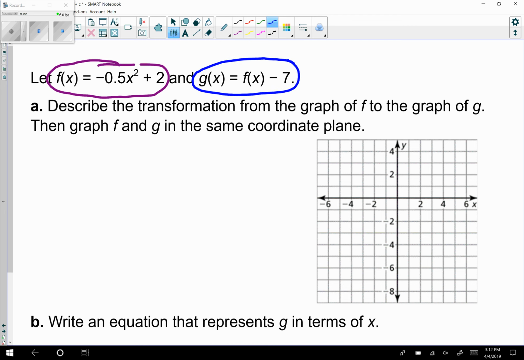They just want you to be able to understand not only how to graph, but how can I move it once I've graphed it in one spot. So let's start by graphing the function that I have, the f of x, circled in purple here.